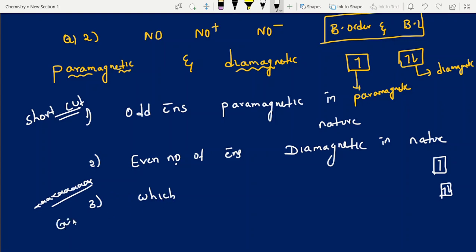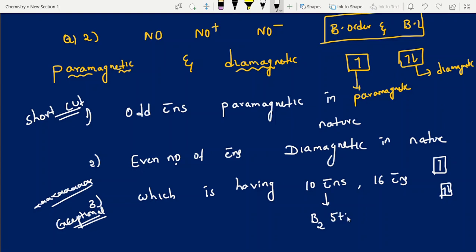Now, the next most important point, where most of the students get confused, is the exceptional case. In organic chemistry, the exceptional case plays an important role. B2, which has 10 electrons, and O2, which has 16 electrons. We expected diamagnetic because the number is even, but these are exceptional cases. I am writing examples here itself. B2: 5 plus 5, 10 electrons. Even the oxygen molecule: 8 plus 8, 16 electrons.